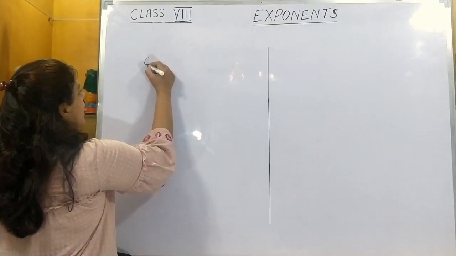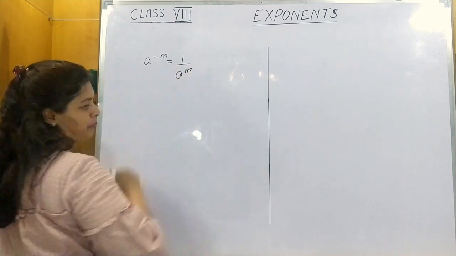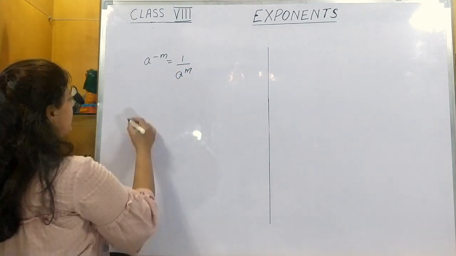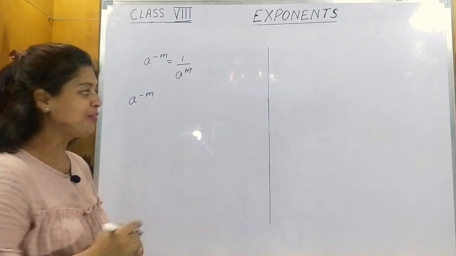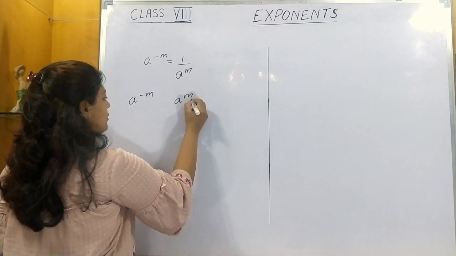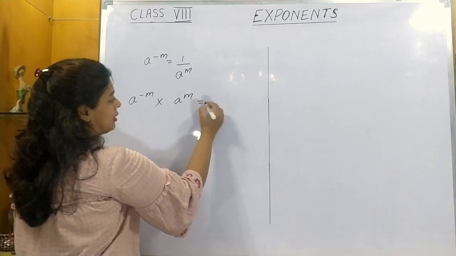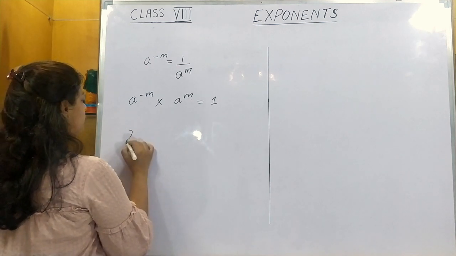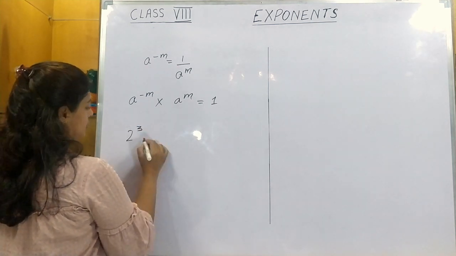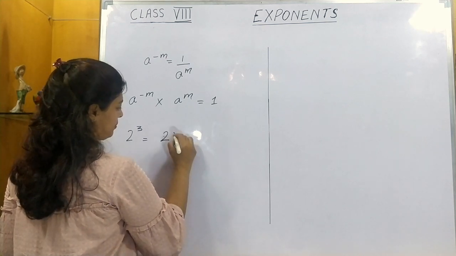Now we know that a raised to minus m is equal to 1 upon a raised to m. From this we can say that a raised to minus m is the multiplicative inverse of a raised to m. That is, when I multiply a raised to minus m with a raised to m, the answer will always be 1. Now I know that 2 raised to 3 means multiplication by 2 3 times.